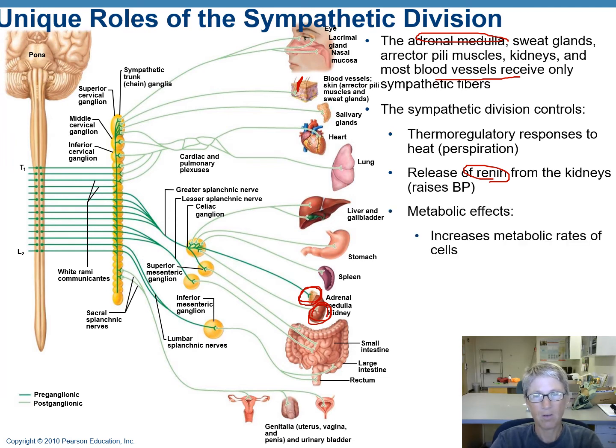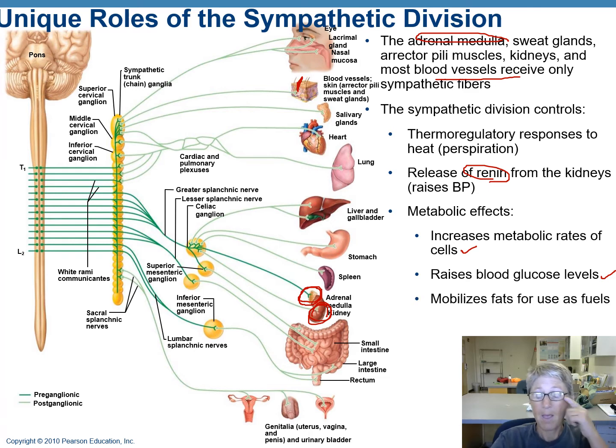Metabolic effects of the sympathetic nervous system: you increase the metabolic rates of your cells. You'll raise blood glucose level, which is what you want if you're trying to fight someone. Your skeletal muscles need glucose and oxygen to operate, so blood glucose will be raised. And also, if you're in a fight or flight situation, the sympathetic nervous system will mobilize fat, so you can use that as fuel.